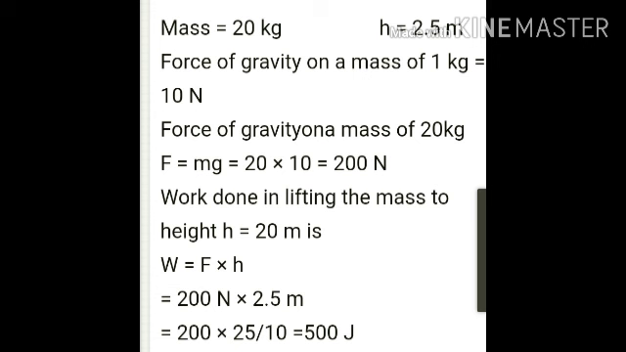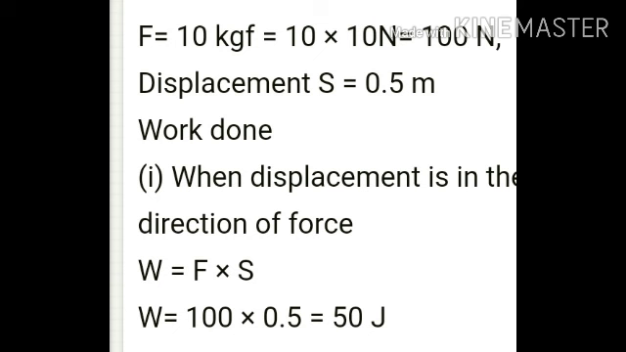Now we know that the work done in lifting the mass to a height of 2.5 meter is W equal to F into S, that is 200 multiplied by 2.5, and we get 500 joule as our answer. Now your next question: a body when acted upon by a force of 10 kgf moves a distance of 0.5 meter in the direction of force. Find the work done by the force. Take 1 kgf is equal to 10 Newton.